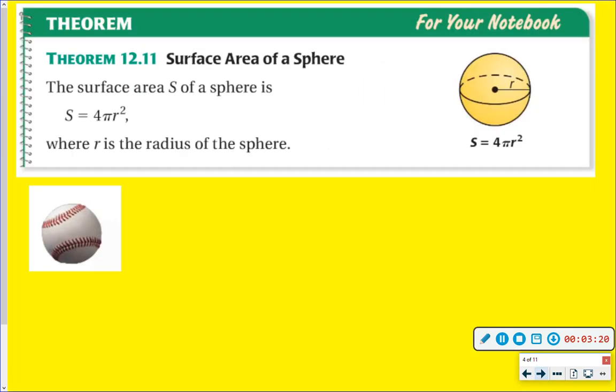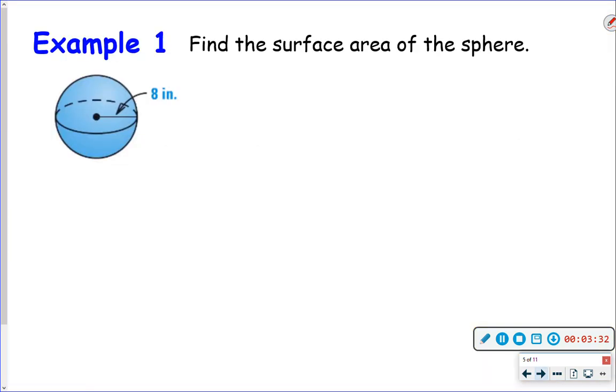Now, surface area of a sphere, very simple. 4 pi r squared. This is on your formula sheet, of course. R stands for the radius. So if they give you a diameter, you're going to have to cut it in half to get your radius. Okay, find the surface area of the sphere. So we're just going to do 4 pi r squared. And I'll give you the radius as 8. It's nothing exciting from there.